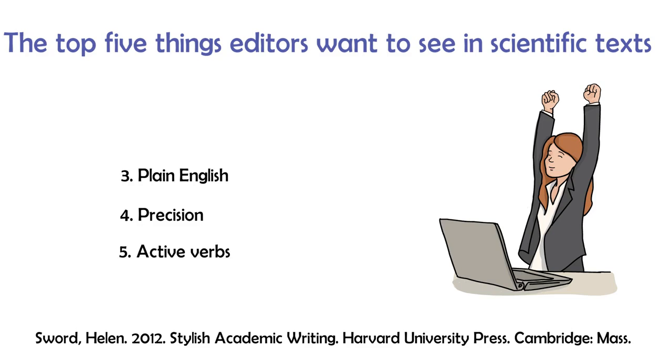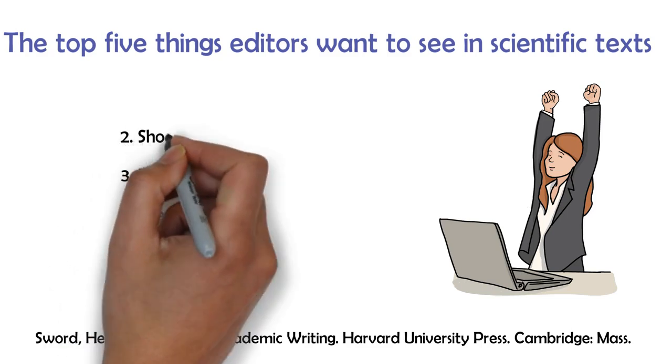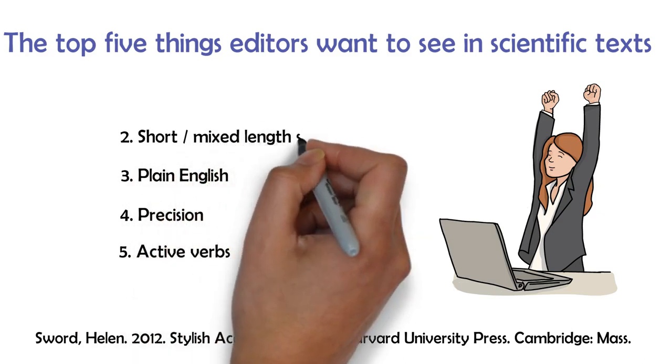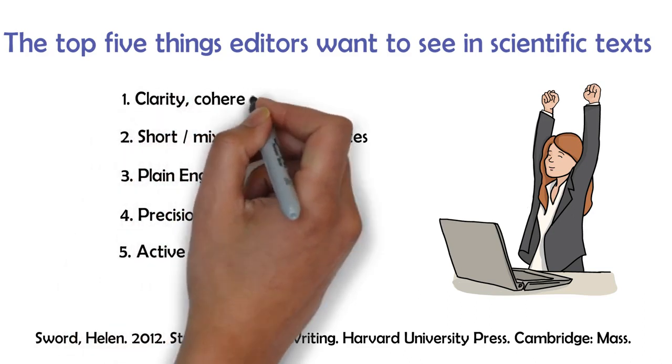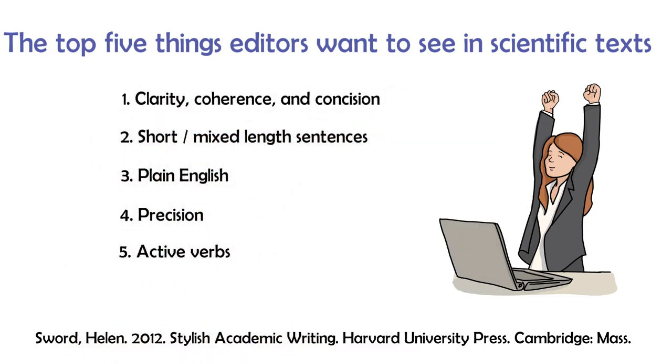At number 2 we've got short and mixed length sentences. This just means that you shouldn't write everything in really long sentences that try to squeeze in too much information. And at number 1 we have 3 things really: clarity, coherence and concision. Clarity just means that you make your message clear. Coherence means that your paragraphs and text follow a logical structure that's easy to follow, and concision means not using more words than are necessary.